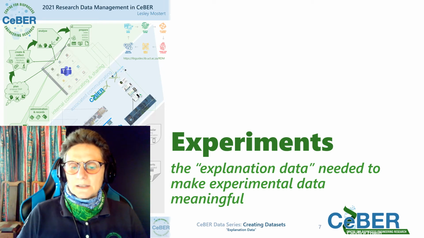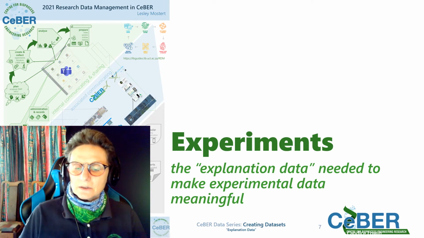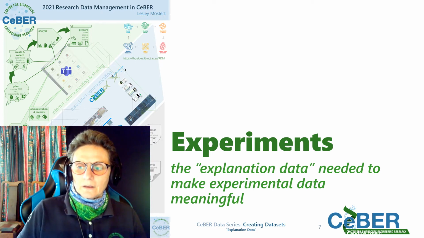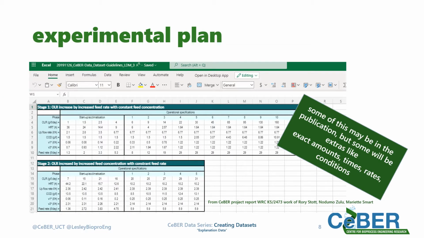So first up, what is the data that we need to make our experimental data meaningful? First things first, an experimental plan. Some of our experimental plan will have been explained, enumerated in the article, in the publication. But here we'll have a lot more information of exact times, days, amounts, rates, conditions, things that there's not enough space for in the publication.